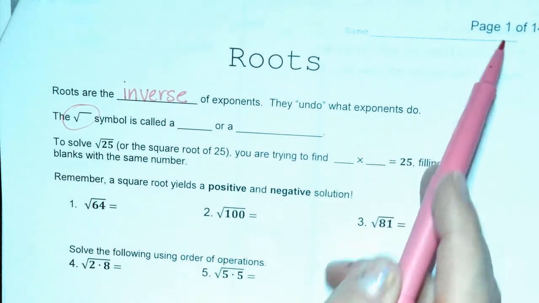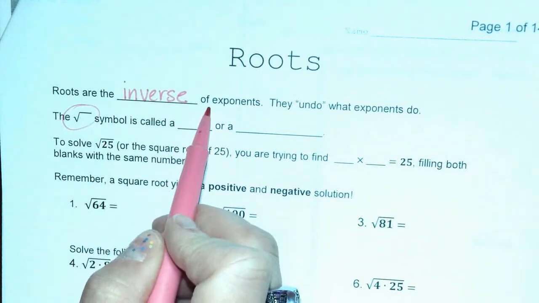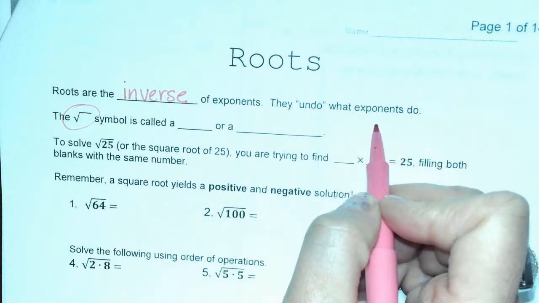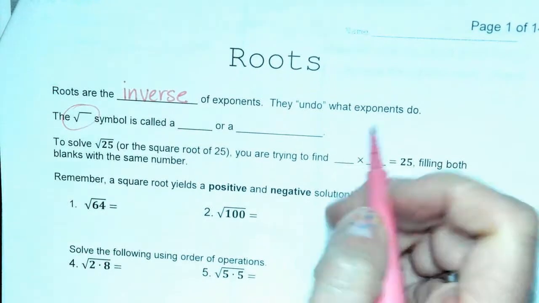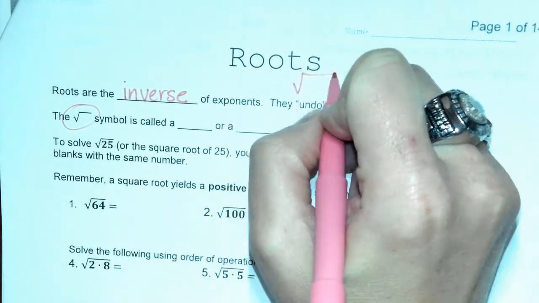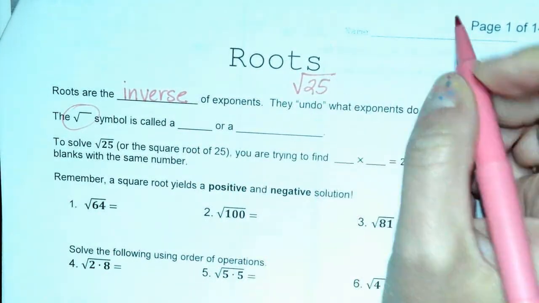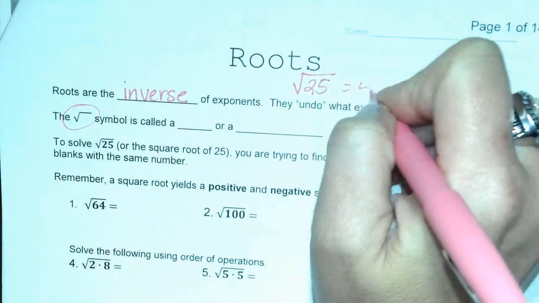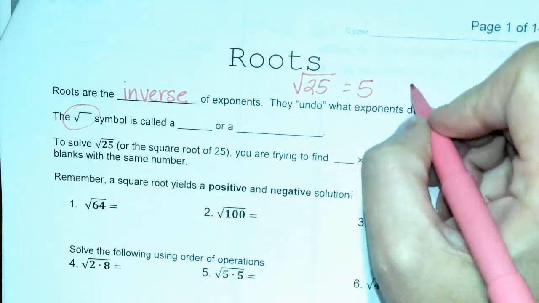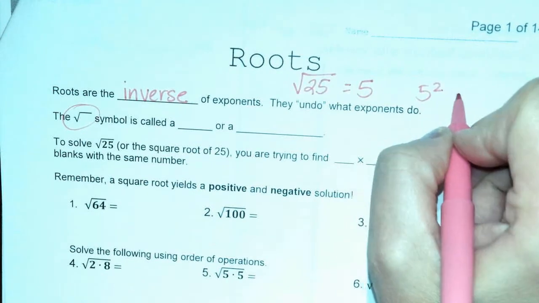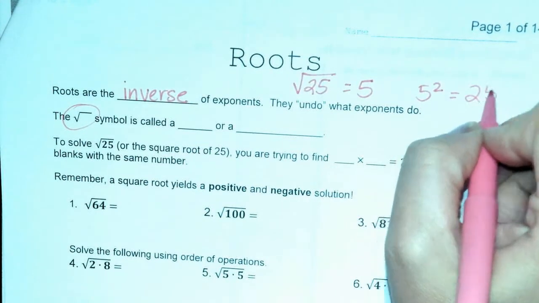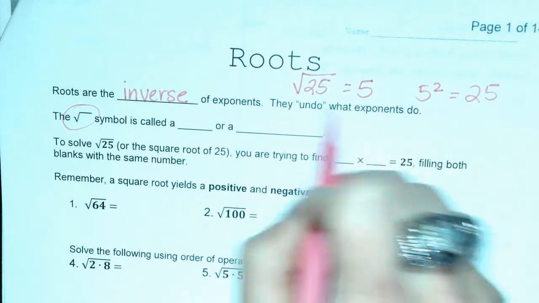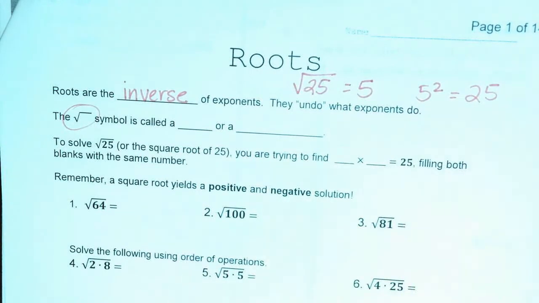We're on page 1 of the packet. Roots are the inverse of exponents. They undo what exponents do. They're the opposite. So here's an example. Square root of 25 equals 5. Okay, so 5 squared equals 25. So it's the opposite of exponents.